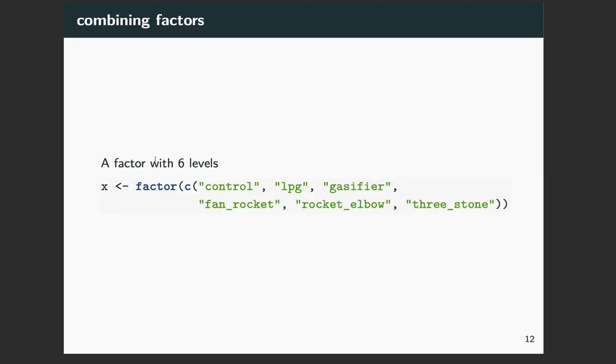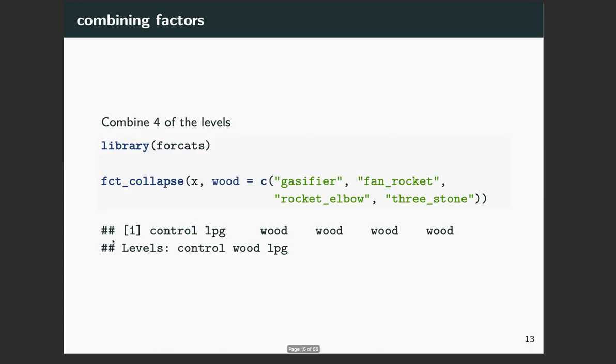Let's look at one more useful thing here, and this is how to combine factors together. So in this example, we have a factor with six levels, and it contains six different stove types, an LPG stove, gasifier stove, fan rocket stove, a rocket elbow stove, a three stone fire, and also a control. We're going to combine four of these levels together, and whenever we want to do this factor manipulation, we're going to be using the forcats library from the tidyverse. This will pretty much do anything you want in terms of manipulating factors.